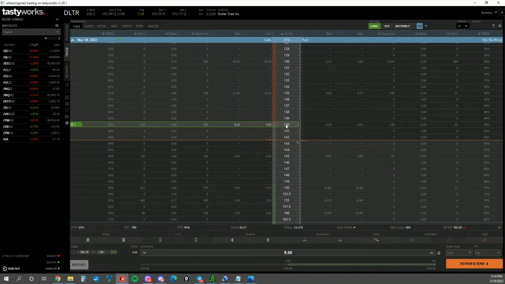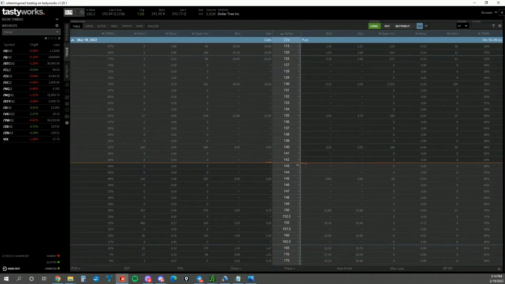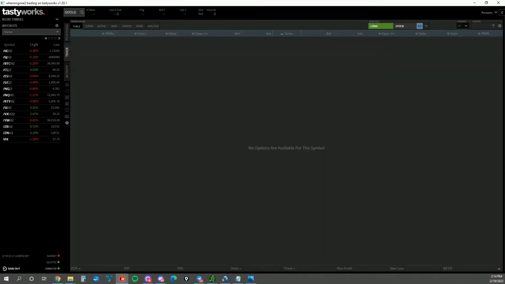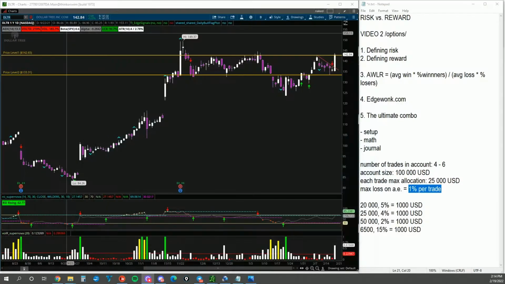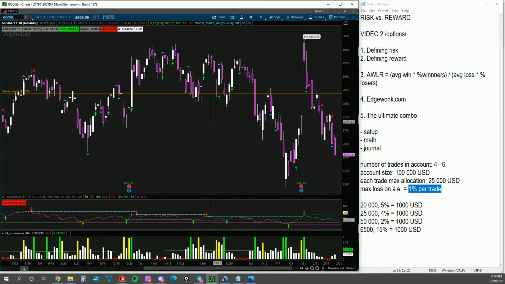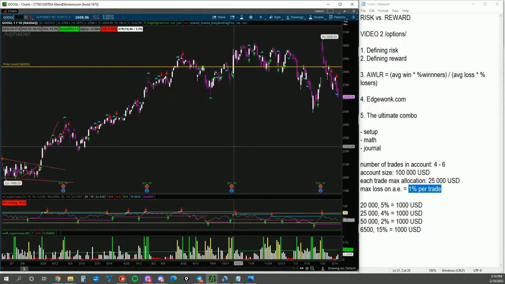However, now there are certain aspects that you have to think about. So let's cancel this and pick a stock that is higher priced. For example, let's look at Google. Google is currently priced at $2,608. And let's just bring Google here as well. So this is the chart of Google.